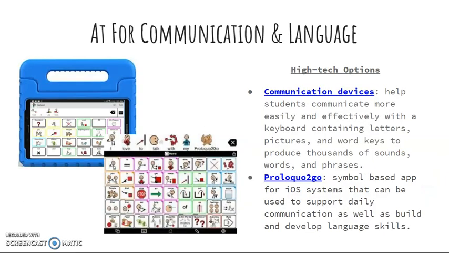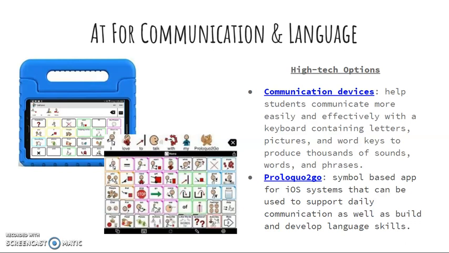Some high-tech options include communication devices. These help students communicate more easily and effectively with a keyboard containing letters, pictures, and word keys to produce thousands of sounds, words, and phrases. These communication devices can come in many forms, and if you click on the link, you'll see one example with one price point.